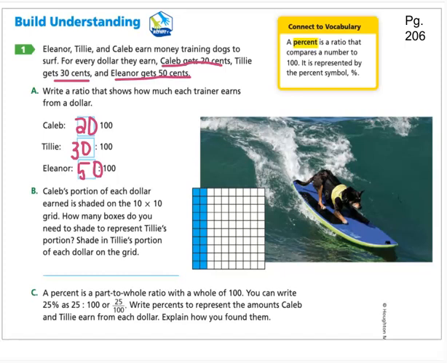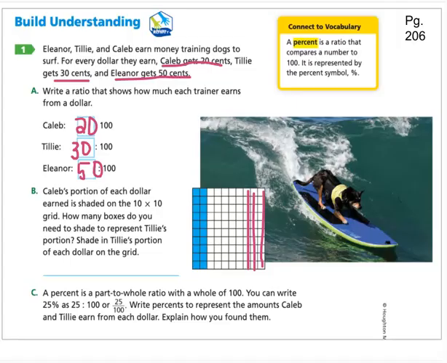They showed you Caleb's portion here in letter B. They want to know how many boxes you need to shade to represent Tilly's portion. And then they want you to shade it. So Tilly, we just said, makes 30 cents. So we would shade in 3 rows or 3 columns.